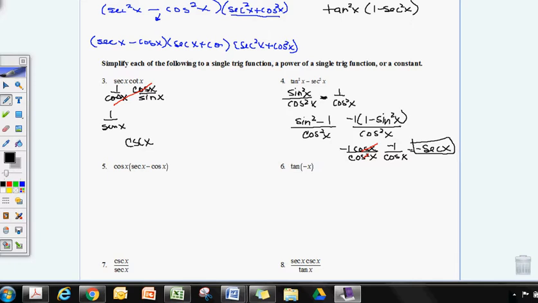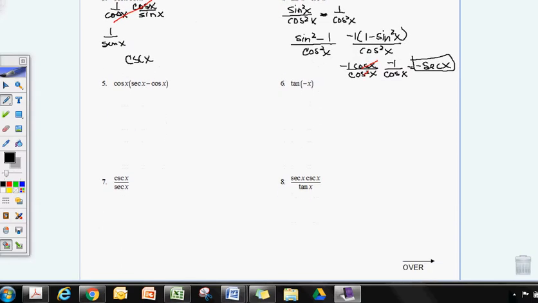So, continuing on, for this one, I would probably multiply first. So I would do my cosine x times my secant x, subtract my cosine squared x. And this is 1 over cosine, and I know some of you know that. So cosine times 1 over cosine is 1, subtract cosine squared x, which turns out to be sine squared x. Done. Tangent of negative x, negative tangent x.